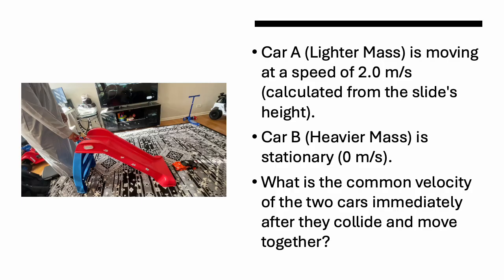My setup uses this inclined slide to analyze a perfectly inelastic collision. We have car A with a lighter mass and car B, which is heavier mass, which is stationary at the base. The core question we're asking: what is the common velocity of the two cars immediately after they collide and move together? To establish our model, we start with our video.